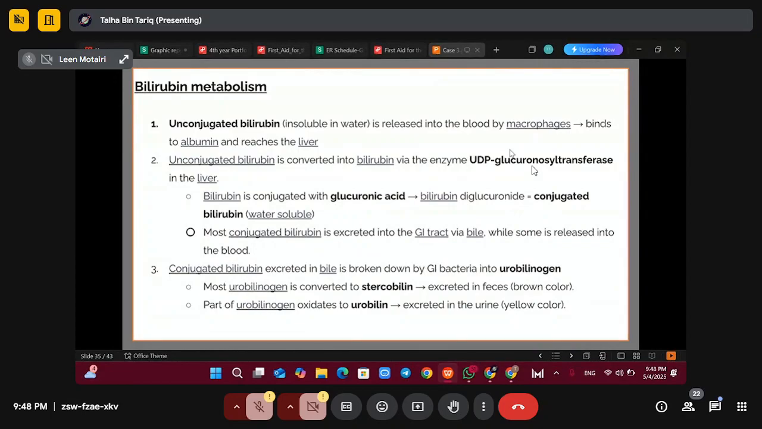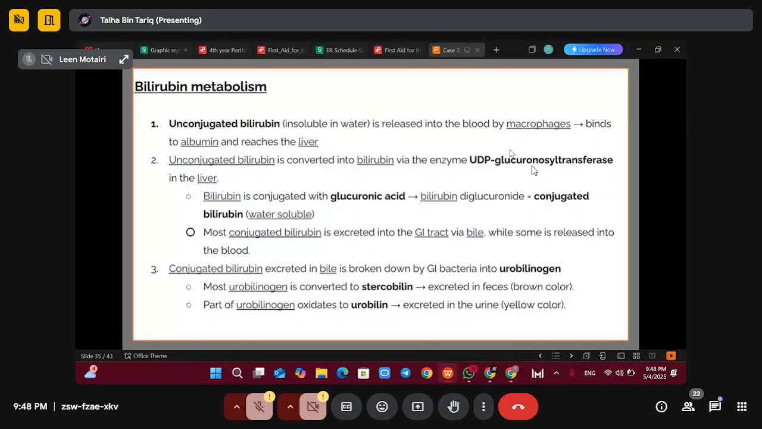Then the conjugated bilirubin, which was excreted in the bile, once it reaches the GI bacteria, is converted into urobilinogen. This is a compound made from conjugated bilirubin. Now, most of the urobilinogen is converted into stercobilin. Stercobilin is the pigment which is excreted in the feces, and it gives the color to the feces. Some part of the urobilinogen is oxidized to urobilin. It goes into the kidney, and this gives the urine its yellow color.